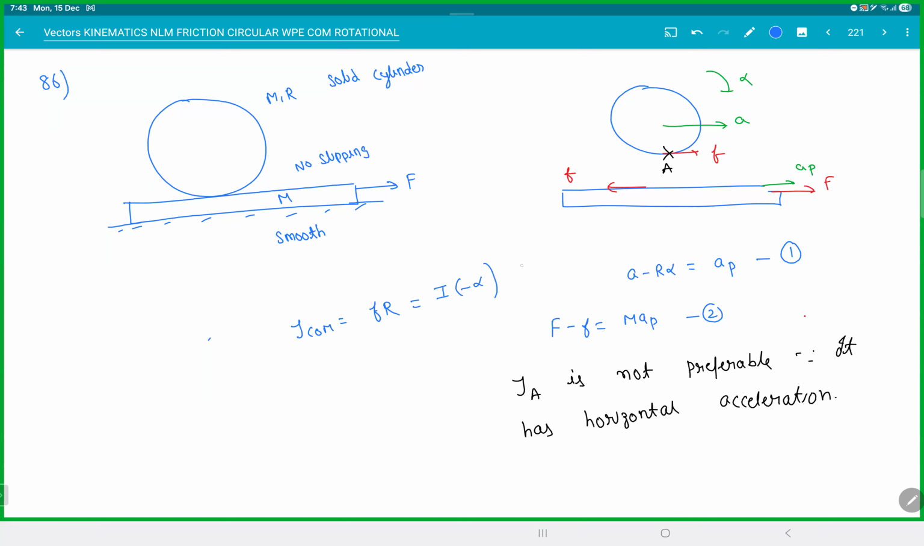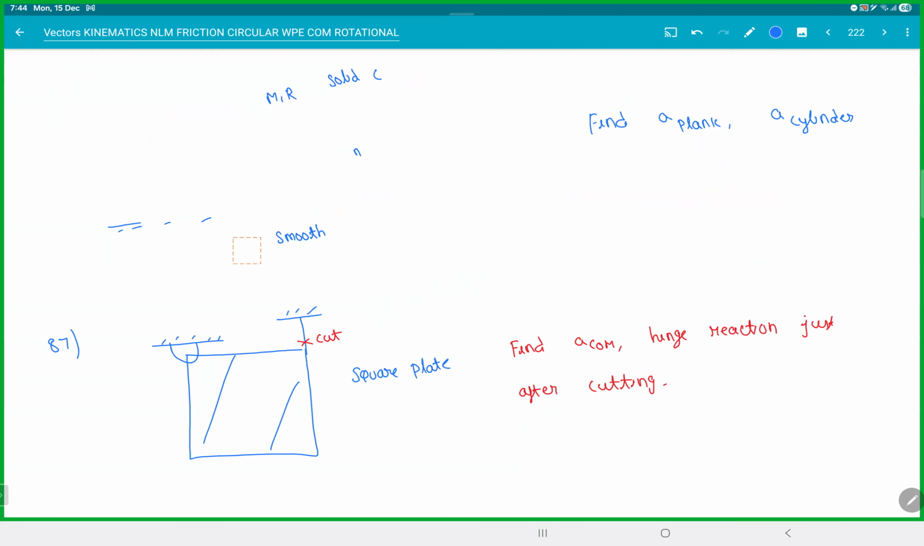So this is your third equation. Three equations, three unknowns, so you'll get all the answers. Clear this? What about this one? Find the acceleration of the center of mass, hinge and all.